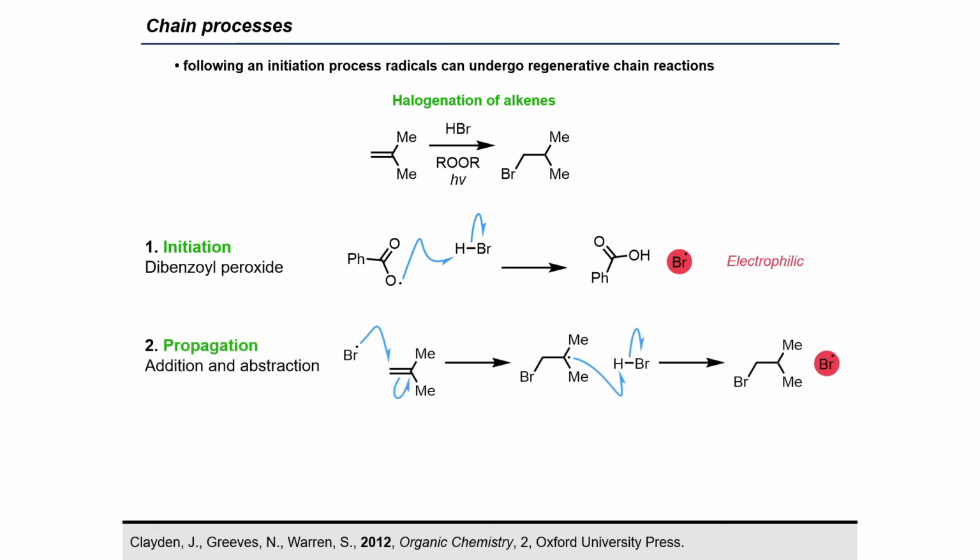Following radical addition, the resultant alkyl radical can undergo hydrogen atom transfer with another equivalent of hydrobromic acid, regenerating the bromine radical and propagating the chain process. It is worth noting that this radical process proceeds with opposite selectivity to the polar Markovnikov bromination of alkenes, highlighting the complementarity of radical reaction manifolds to traditional polar processes. Finally, termination of the radical process can occur by the recombination of radicals to generate electron-paired species.